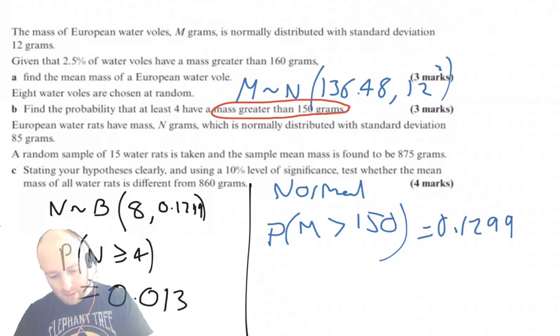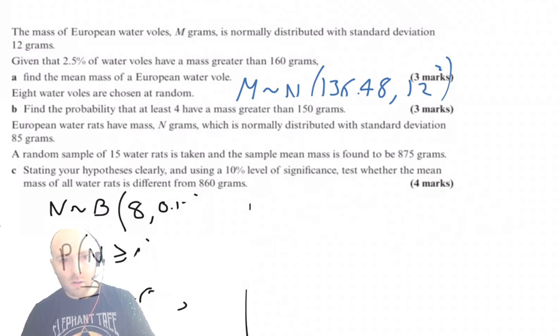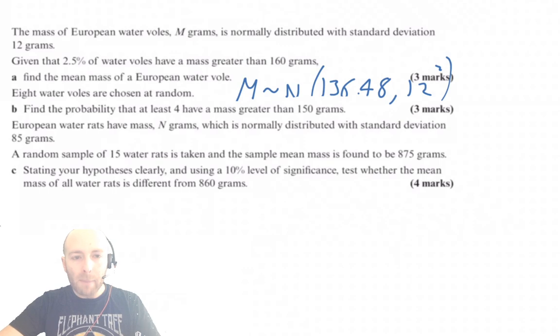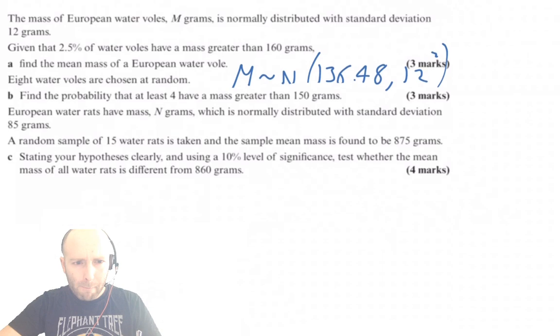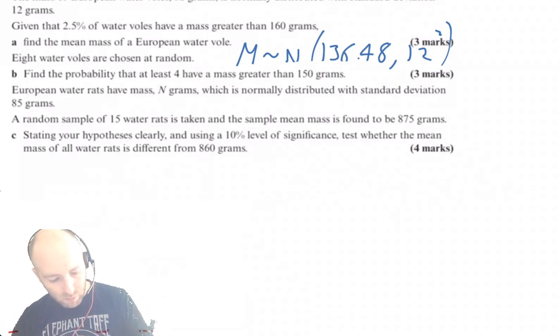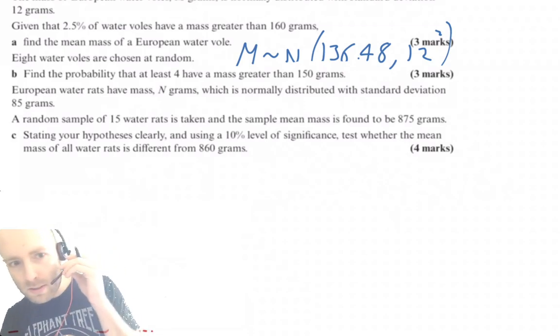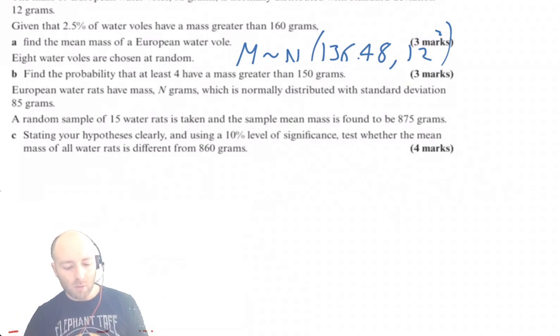So, yeah, hypothesis testing. Let's get rid of all this stuff. Don't need it anymore. And I think I'm going to move things up. Okay, so we've got a different type of species now. Hopefully you guys spot it. We're looking at European water rats instead of European waterfowls.